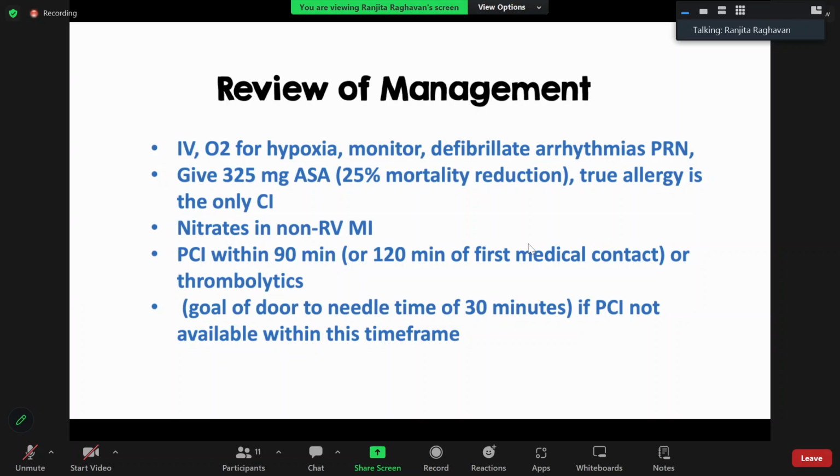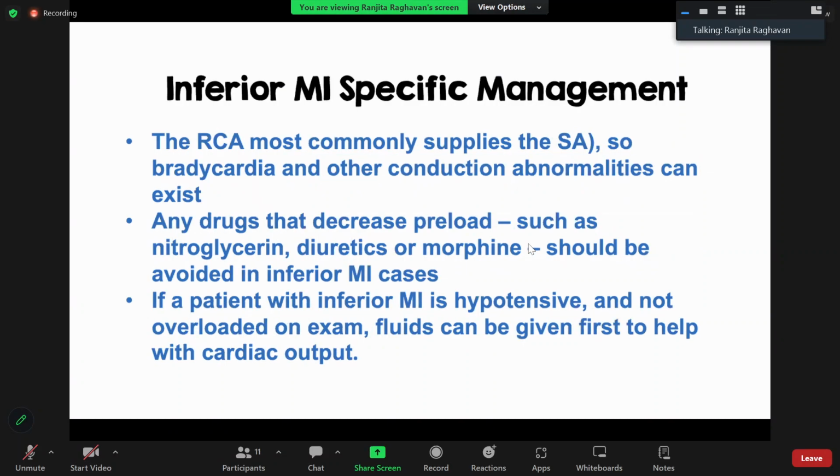The thing that is very different about the right-sided, the RV MIs, like these inferior MIs, is that you have to be very careful with nitrates, because you can definitely bottom out their blood pressure, as opposed to the other types of MIs. And if you can get them to the cath lab, that's great. But if you can't, regardless, I would start the patient on heparin as well, to make sure that they are starting to get some of those medications.